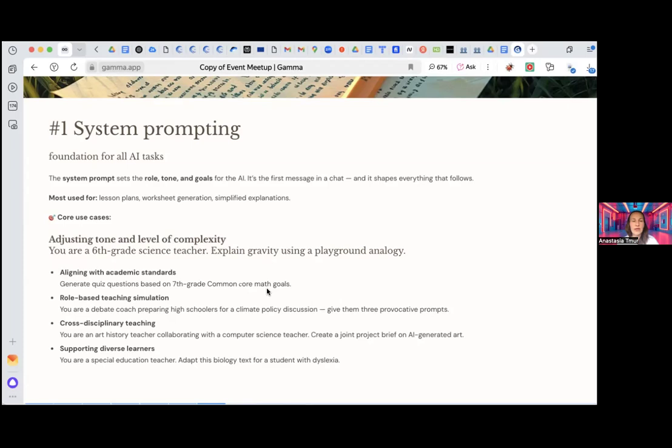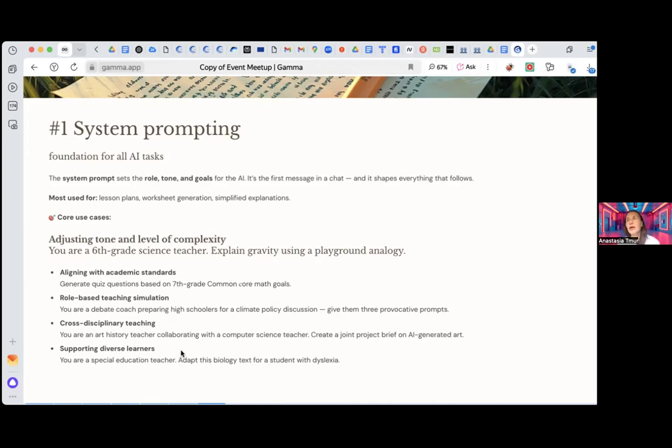The second case is aligning with academic standards, and the prompt example is like generate quiz questions based on some goals, or based on some knowledge, or based on some skills we want to give to our children. The third one is role-based teaching simulation, cross-disciplinary teaching, and supporting diverse learners.